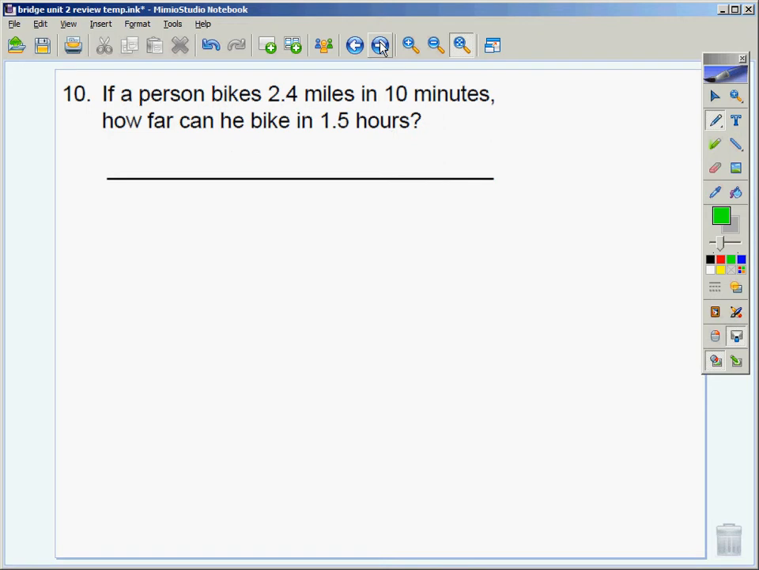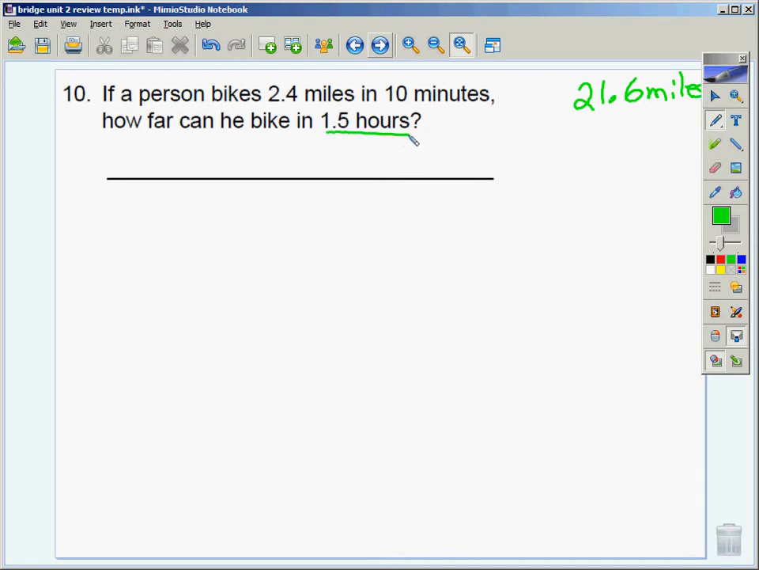Number 10. If a person bikes 2.4 miles in 10 minutes, how far can he bike in 1.5 hours? The answer should be... and I'm going to tell you, I saw a lot of creative ways to work this out. There's nothing wrong with creative methods of working it out so long as the creative method will work how much of the time? 1,000%. All of the time, right? I know that if we use unit rates that I can always use unit rates, so that's what I did.